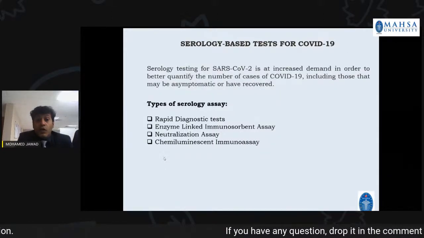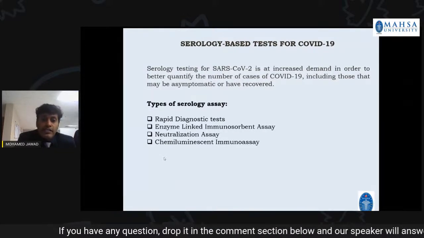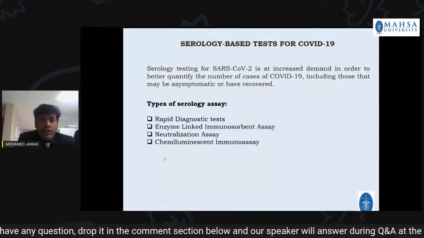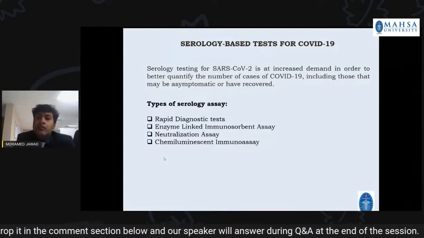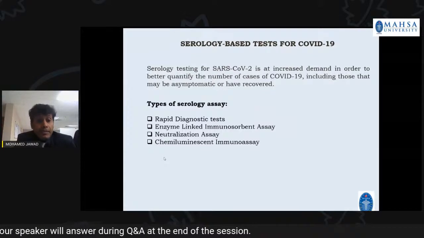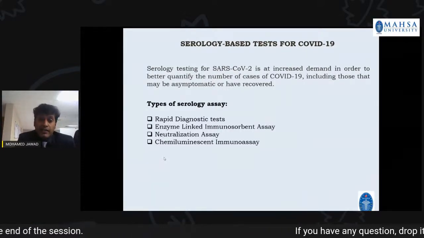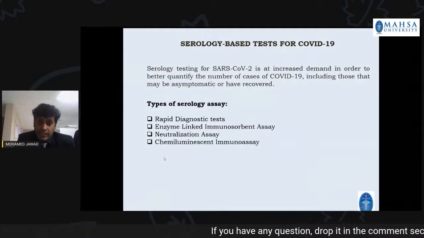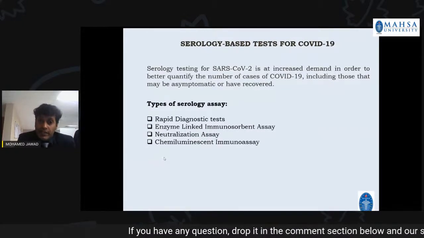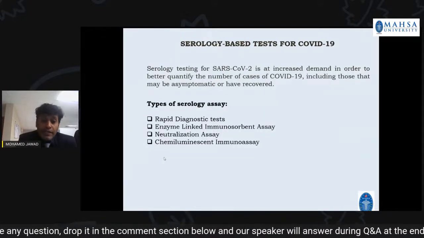Then the serology-based tests for COVID-19. These are the types of serological tests available now in order to better quantify the number of cases of COVID-19, including those that may be asymptomatic or have recovered. The types of serological assays currently are rapid diagnostic kits, the enzyme-linked assay, the neutralization assay and the chemiluminescent assay.